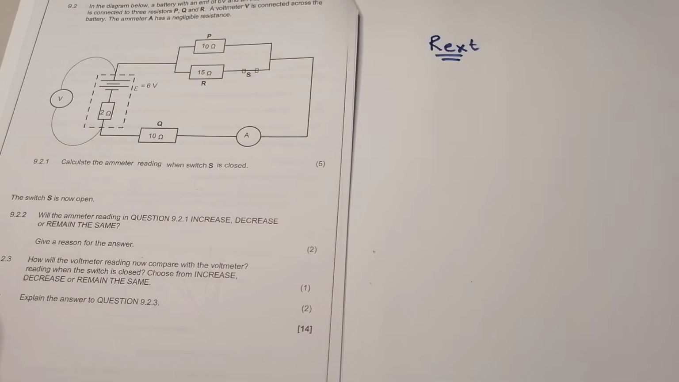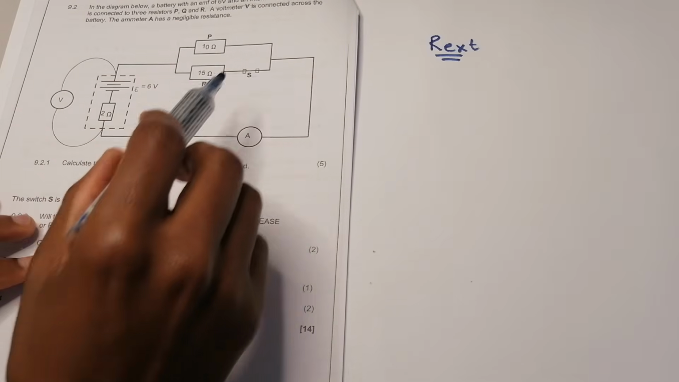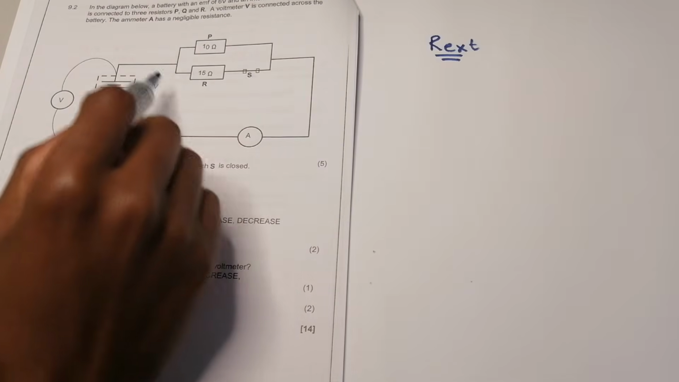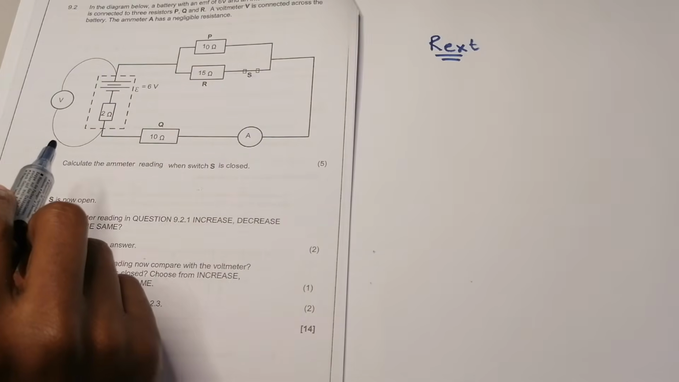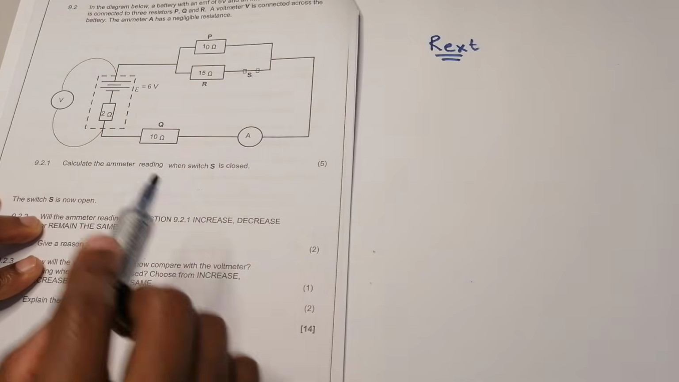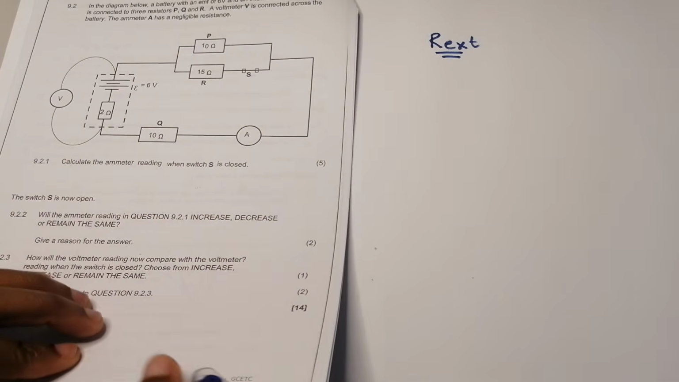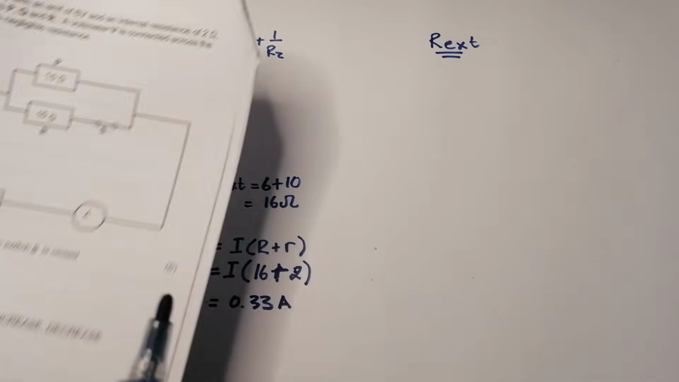Okay, now let's check how R external is going to be affected. Please remember, ladies and gents, every time that you disconnect a resistor in parallel, your R external will always increase. Look at this. What was my previous value for R external? We got a value of 16 ohms. You remember that? Okay. But look at it now.